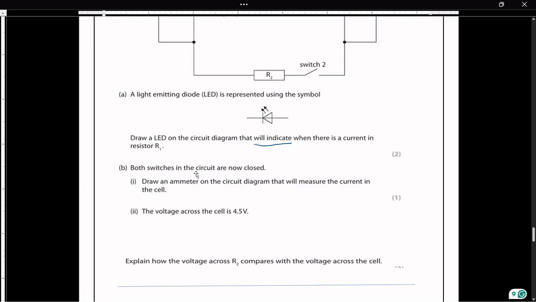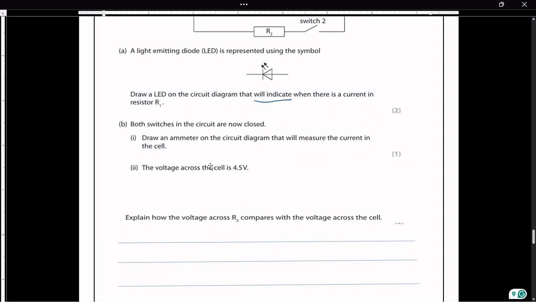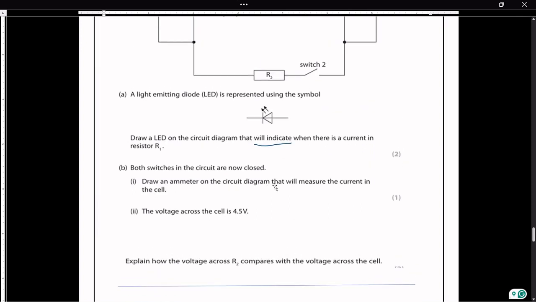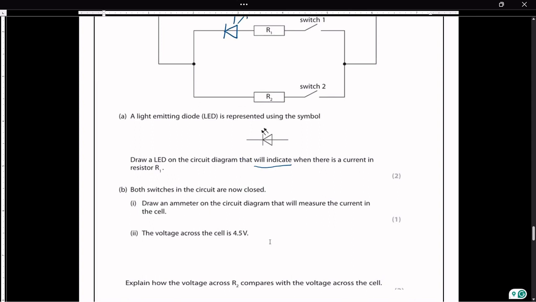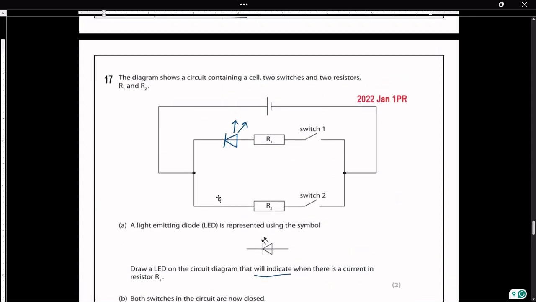Both switches in the circuit are now closed. Draw an ammeter on the circuit diagram that will measure the current in the cell. Current in the cell means it should be connected closer to the cell, and also we know that ammeters are connected in series.